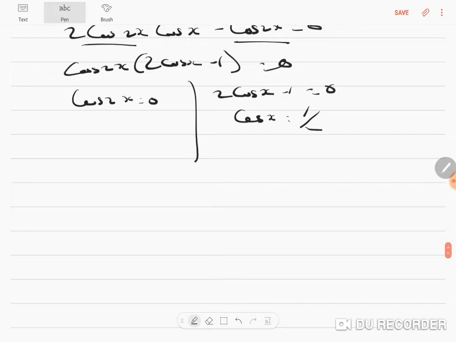When will cos be 0? At 2n plus 1 into pi by 2. The angle 2x itself is 2n plus 1 into pi by 2. So x is equal to 2n plus 1 into pi by 4, where n is an element of Z.